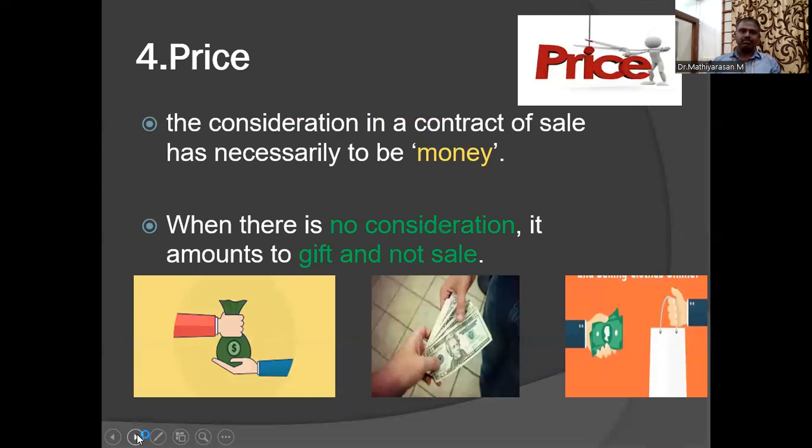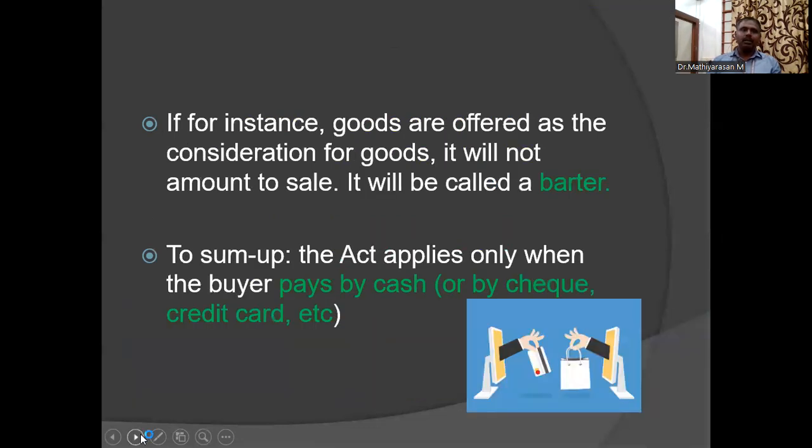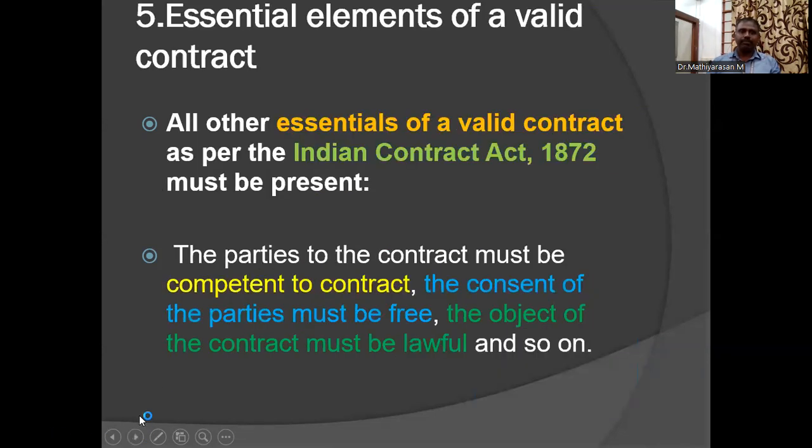The fourth element, price. The consideration in a contract of sale has necessarily to be money. When there is no consideration, it amounts to a gift and not a sale. For instance, if goods are offered as the consideration for goods, it will not amount to sale. It will be called a barter. To sum up, the act applies only when the buyer pays by cash or by check or by credit card, etc.